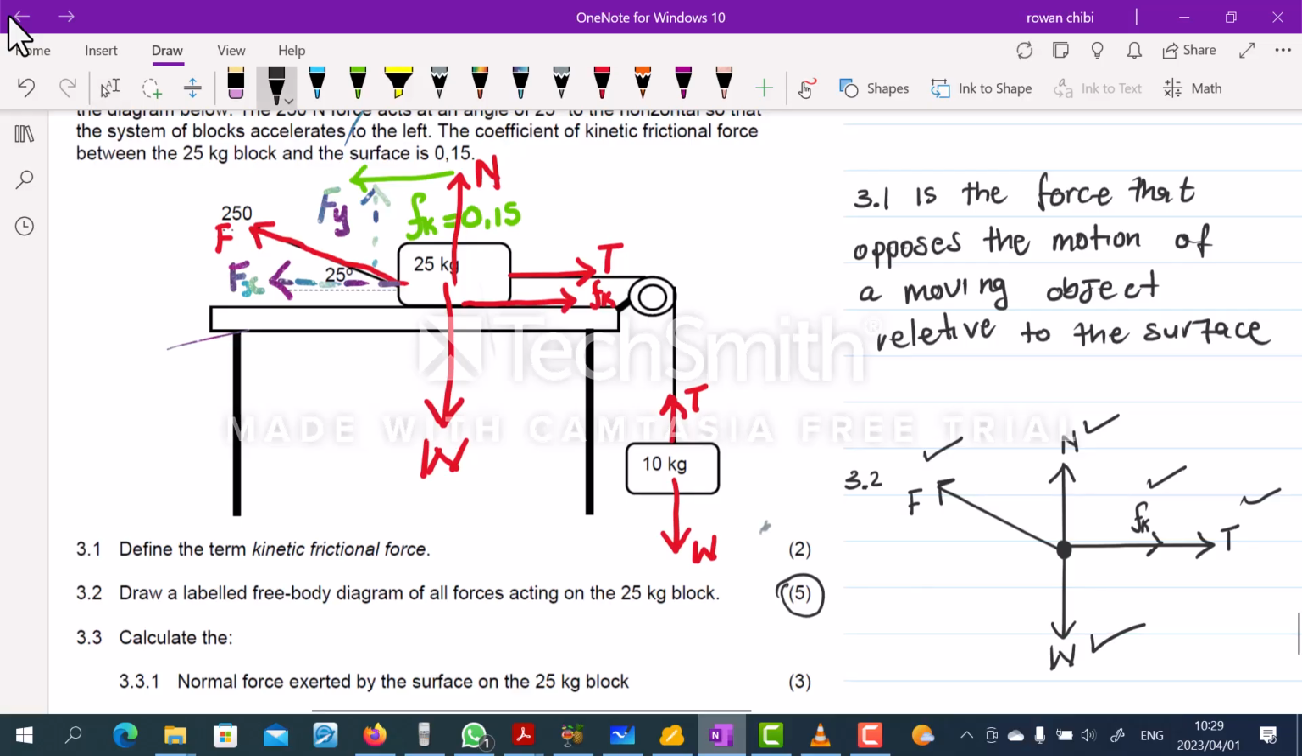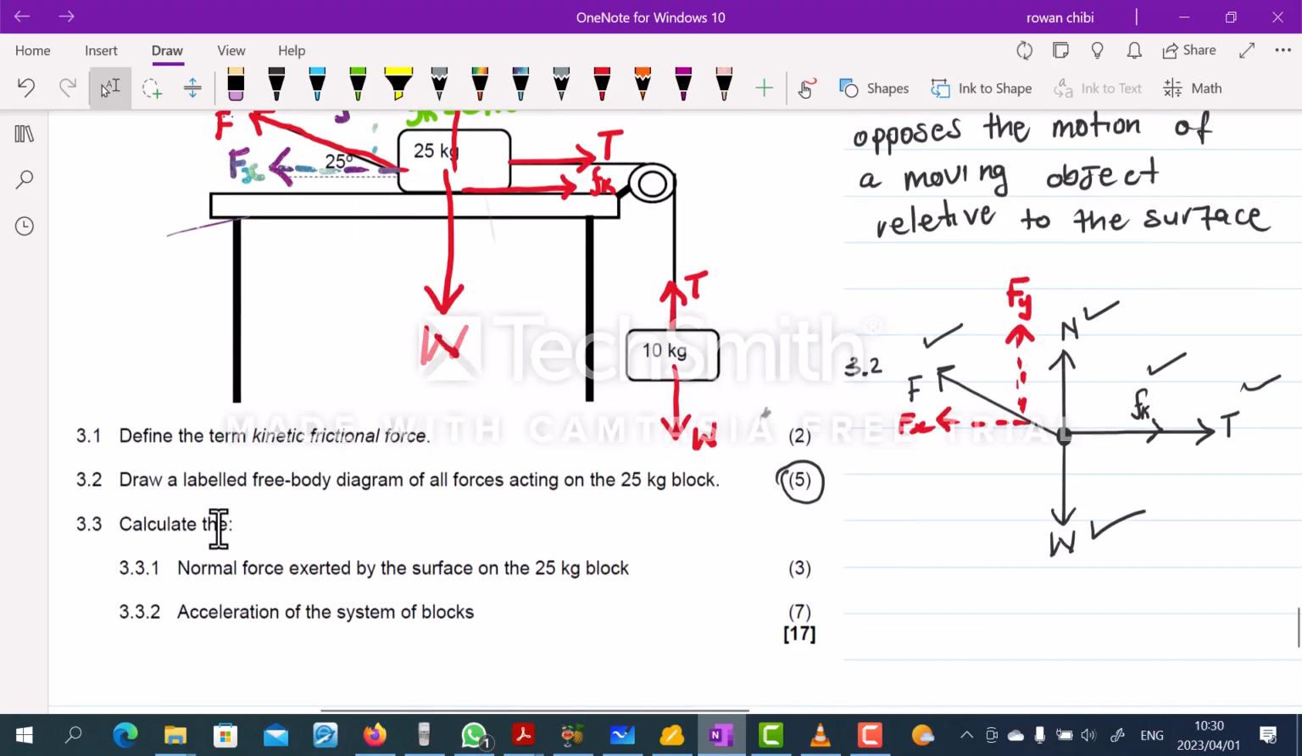Now let me just indicate the components of this force. F has 2 components: F of x and F of y. I indicated these 2, but they are not part of the free body diagram. I just indicate them because I'm going to need these forces later on. So let's go to 3.3.1.